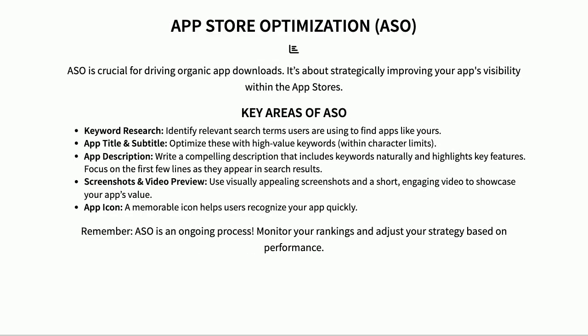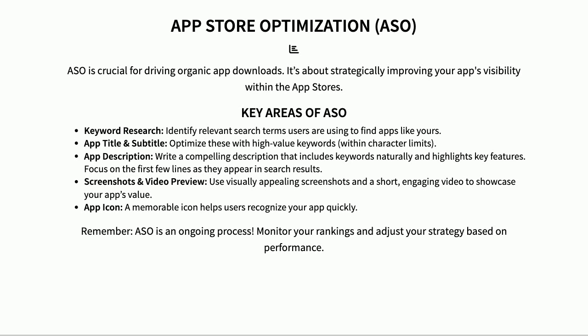Okay, let's talk about App Store Optimization, or ASO. Think of it as how you make sure people can find your app when they're browsing the app stores. It's not just about having a great app, it's about making sure potential users know it exists. There are really 6 key areas to focus on.